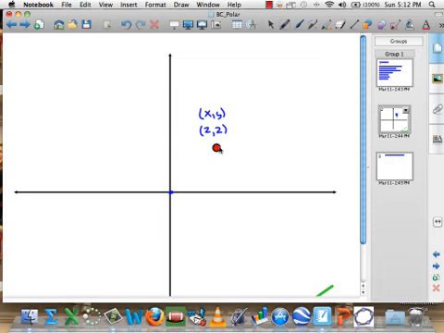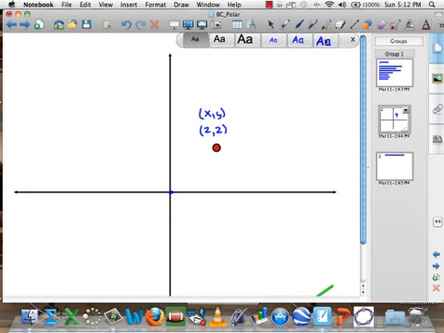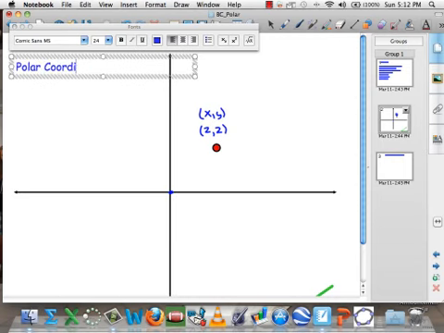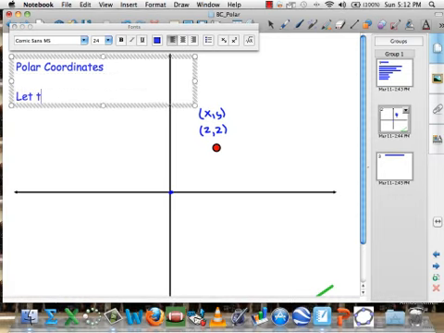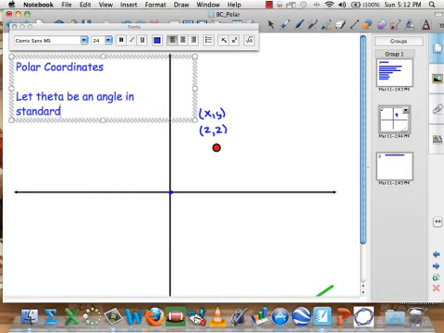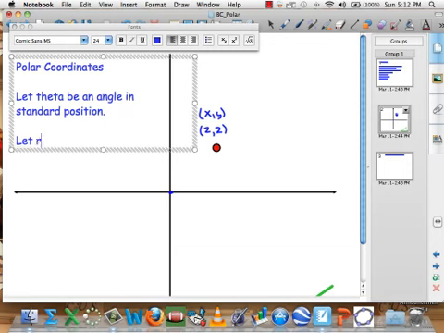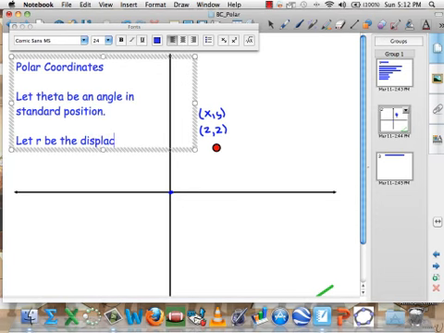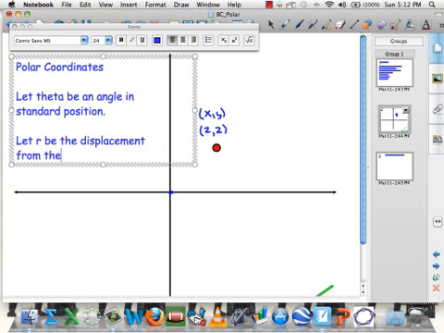Now, this is one way to describe this dot in the plane, but it's not the only way to describe this dot. So let's start talking about a second way that comes in handy from time to time, and is called polar coordinates. So we have rectangular coordinates, x and y, and now we have polar coordinates, which are going to be theta. So we're going to say let theta be an angle in standard position. We'll talk about what that means in a second here. And let r be the displacement from the origin.